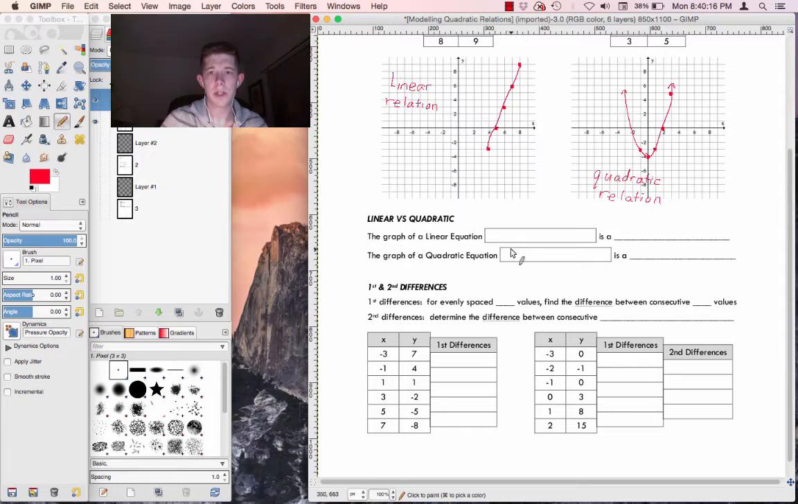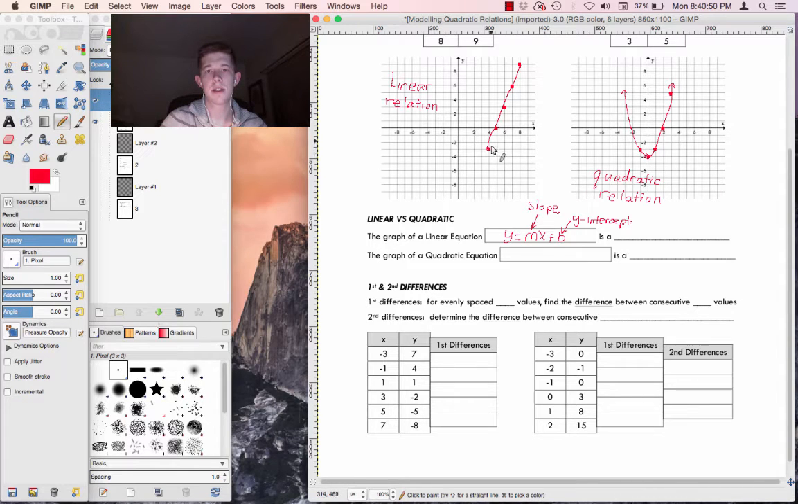So the graph of a linear equation, and then our linear equation is going to be y is equal to mx plus b, and we'll call m here, this will be what we called our slope. So that's the steepness of the line. So we're talking about this straight line right now. And then b, you may remember from previous math classes, is called the y-intercept. So the y-intercept is where it crosses the y-axis.